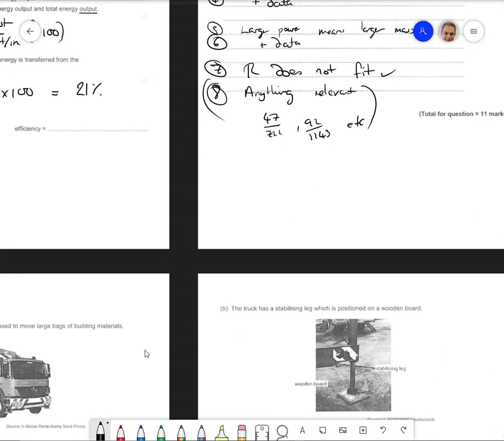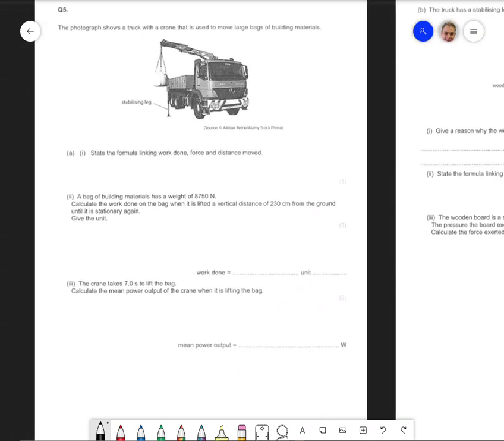Right, okay. Last question, nearly there. State the formula linking work done, force and distance moved. It's largely just, again, work done equals force times distance. We've got a bag of building materials as a weight. What is the work done lifting it a vertical distance of 230 centimeters from the ground? Give the unit. Well, 230 centimeters is 2.3 meters, because I want to go in joules. If I leave it in centimeters, I would end up with centijoules. So it's correct, but it's a bit annoying.